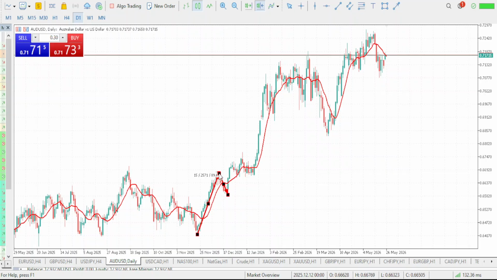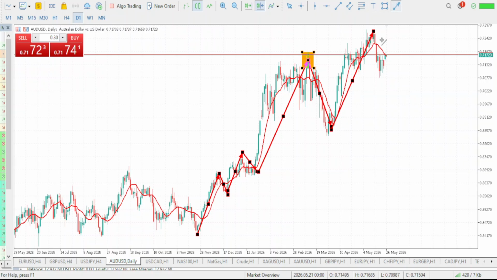Here comes the pullback, which is the higher low. AUD USD was able to give us another impulsive move. This is the pullback phase. Then it was able to push up again to give another impulsive move. Here comes the pullback phase. Now, if you take a look at what market did, the market eventually did give us another impulsive move that literally took out this previous high right here.